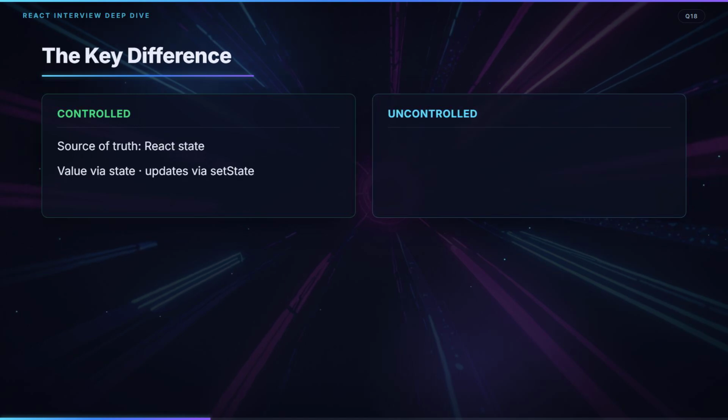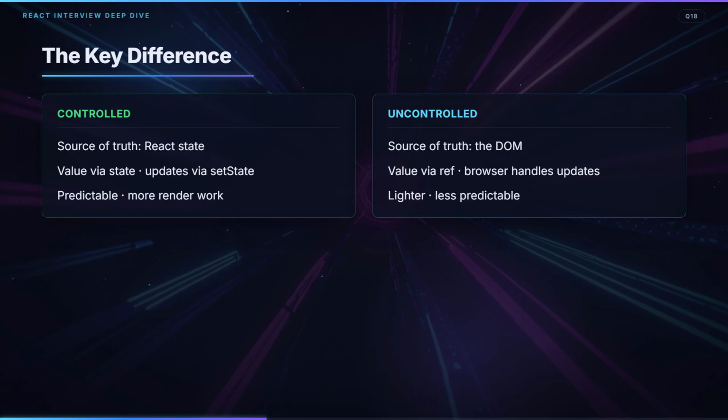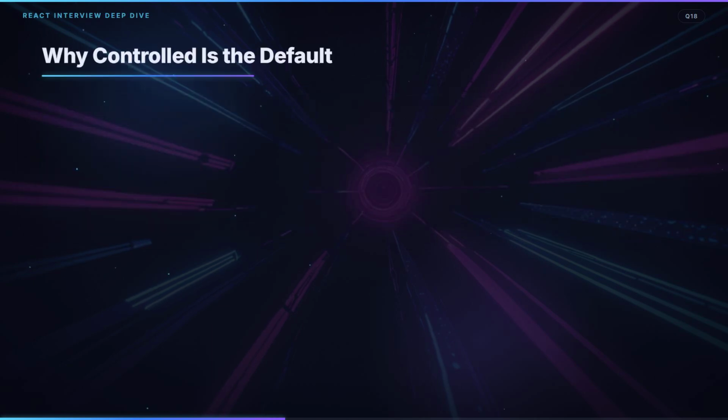Controlled means the source of truth is React state, you access the value through state, and updates flow through setState, predictable, but more render work. Uncontrolled means the DOM is the source of truth, you read through a ref, the browser handles updates, lighter, but less predictable.